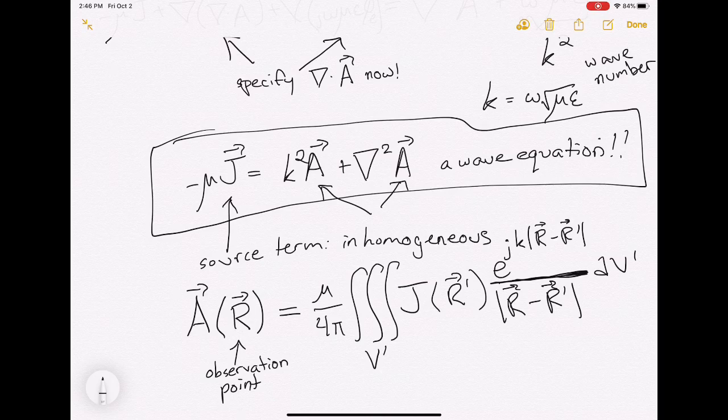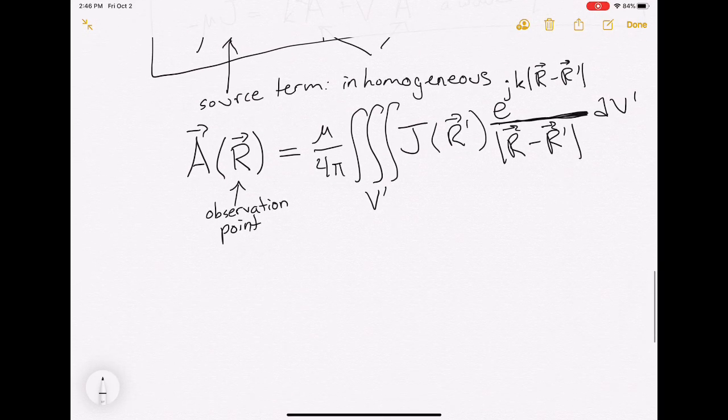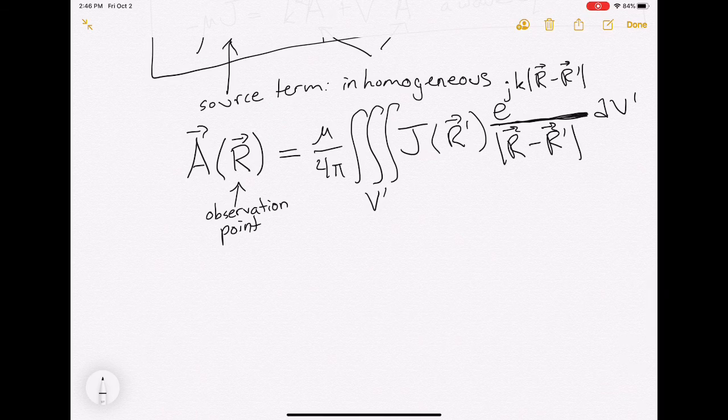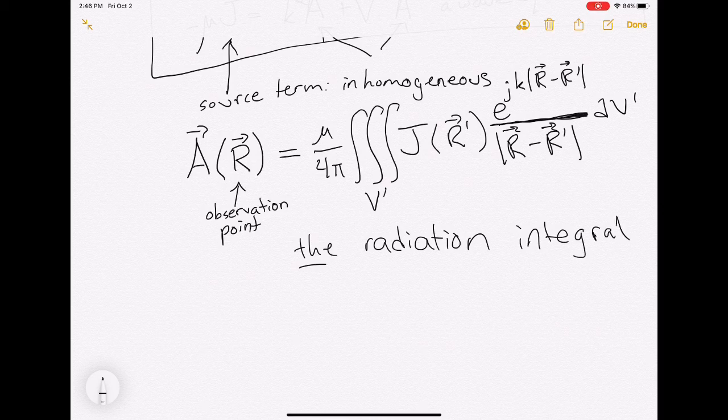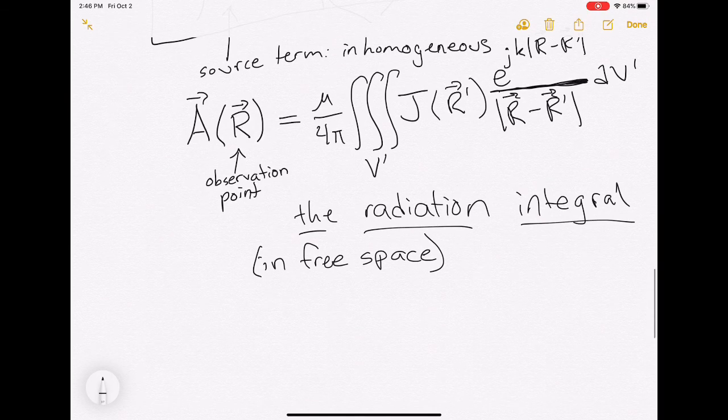So there are some things to note about this. Let's draw a picture graphically of what the radiation integral is, because this is the radiation integral. Really, that's the radiation integral for sources that are in free space. So let's assume that we do have some sources that are in free space.